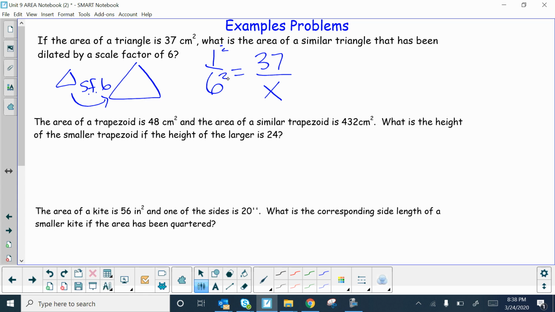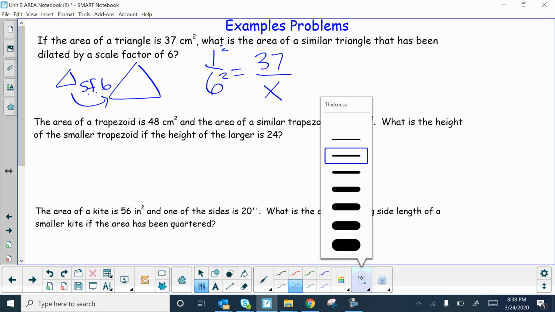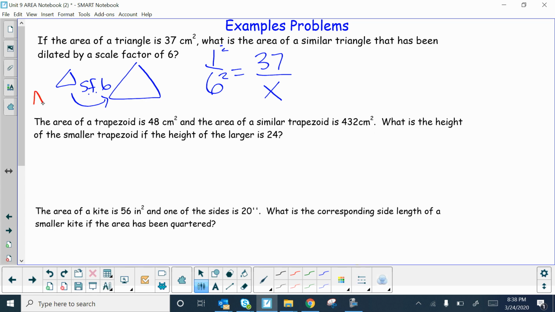Okay, so the area of a triangle is 37. Let's make sure that's the smaller one. What's the area of a similar triangle that has been dilated by a scale factor? So it helps to also write little things like this. The area of this little guy is 37. What's the area of this guy? A lot of people are going to do 37 times 6 and put that answer there. That is incorrect. So I'm going to put a big X through that. Do not do that.